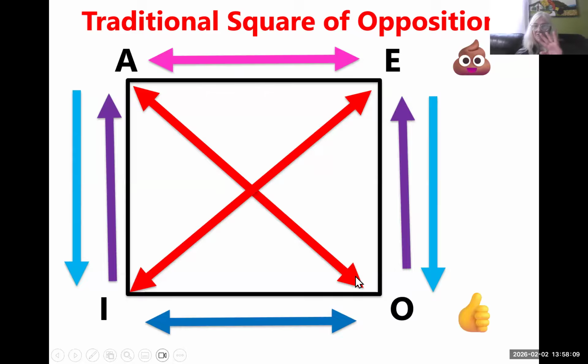So I'm going to very briefly go over this, and then we're going to go over each and every individual part. So at the top, I have our contraries, A and E, and I'll explain their relation to each other.